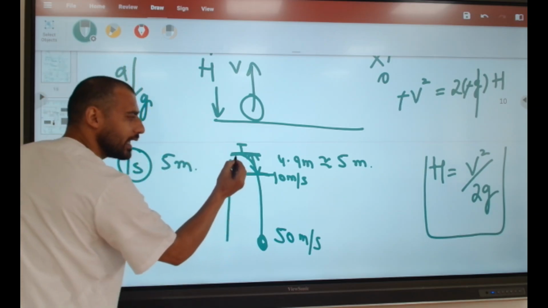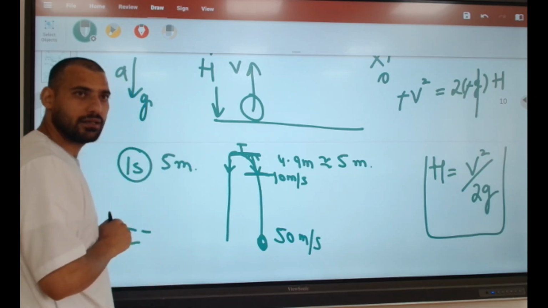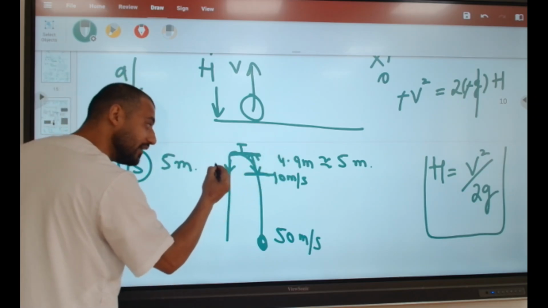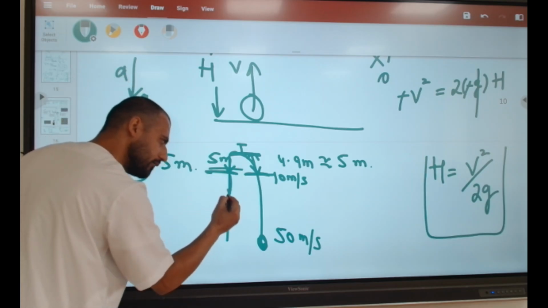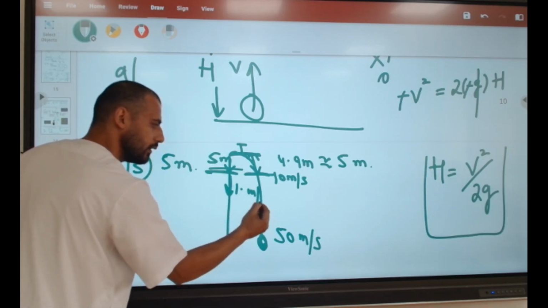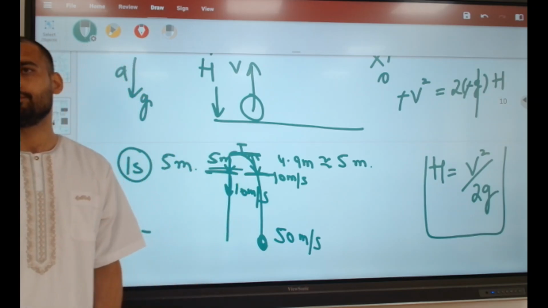So tell me, when it will come back, in the first second, how much will it travel again? Again, yeah, it will travel 5 meters. And what will be the speed here? It will be 10. Very good. Is it clear? This is the concept of gravity.